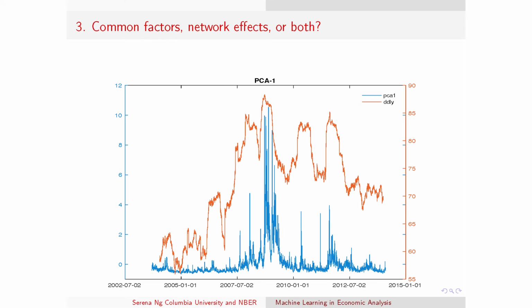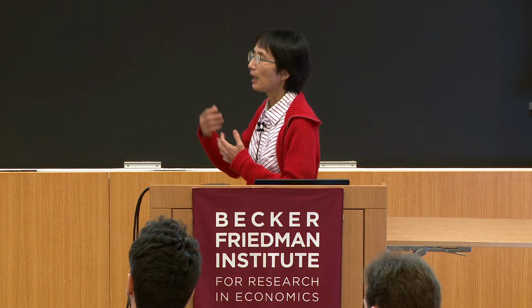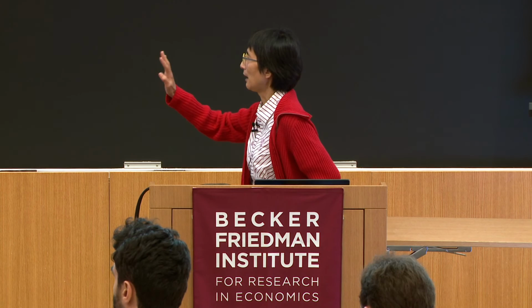So this raises the question: common factors and network effects are not mutually exclusive, right? So how do we find a way to model connectedness and co-movements? Can we do this? This is more a structural analysis, but the data does seem to suggest that both effects can be there.